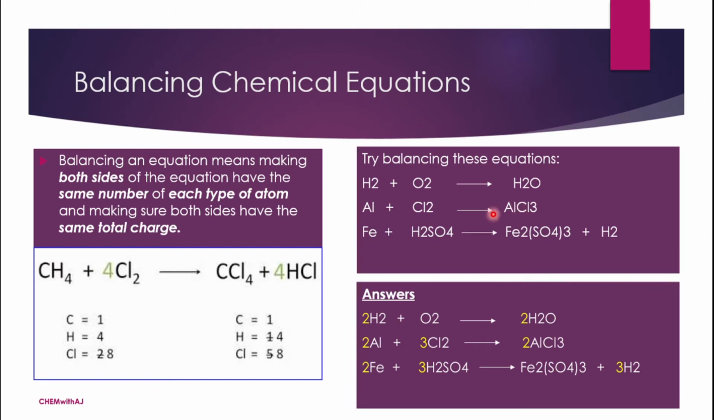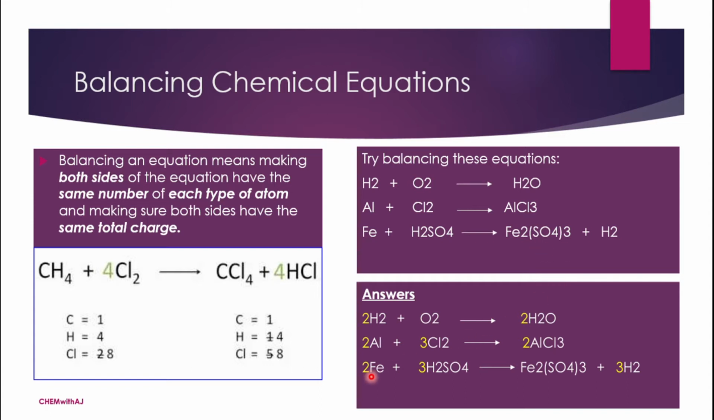But by writing that 2, we have now unbalanced our aluminium. See? So what we have to do is write 2 over here, then that way our aluminiums are balanced. Then the next one, Fe plus H2SO4 gives us Fe2(SO4)3 plus hydrogen H2.